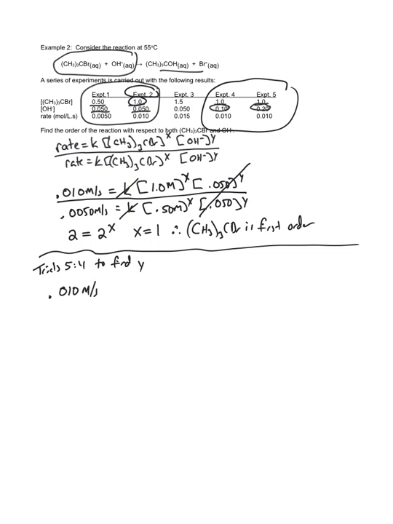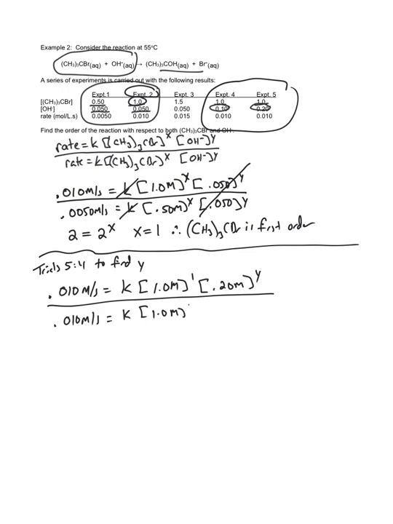0.010 molar per second equals K times 1.0 molar. Now I do know the order with respect to x, which is 1, because we just figured out it's first order. So I can now plug in that extra additional information that I know. 0.2 molar to the y, all divided by 0.010 molar per second equals K times 1.0 molar to the first and 0.1 molar to the y.